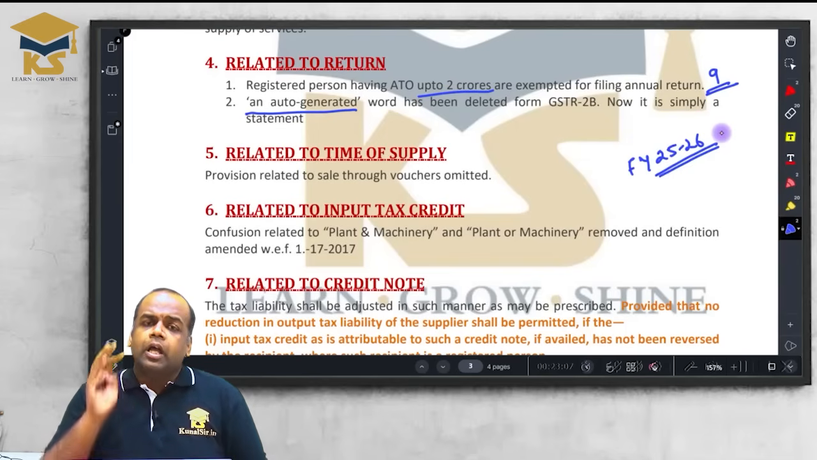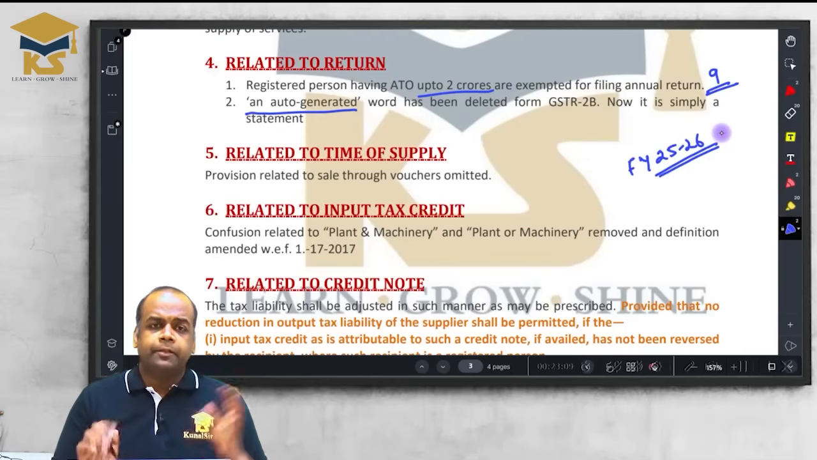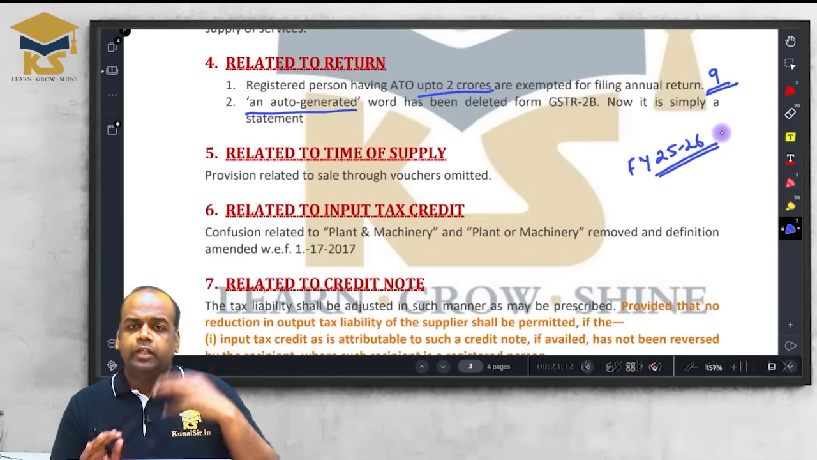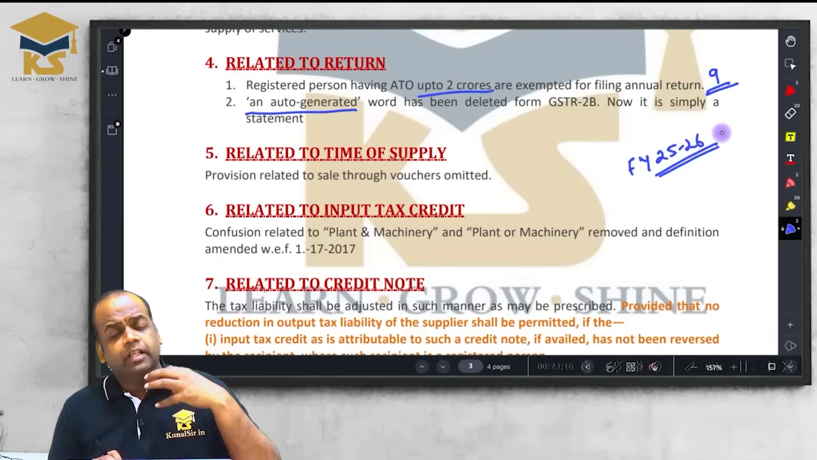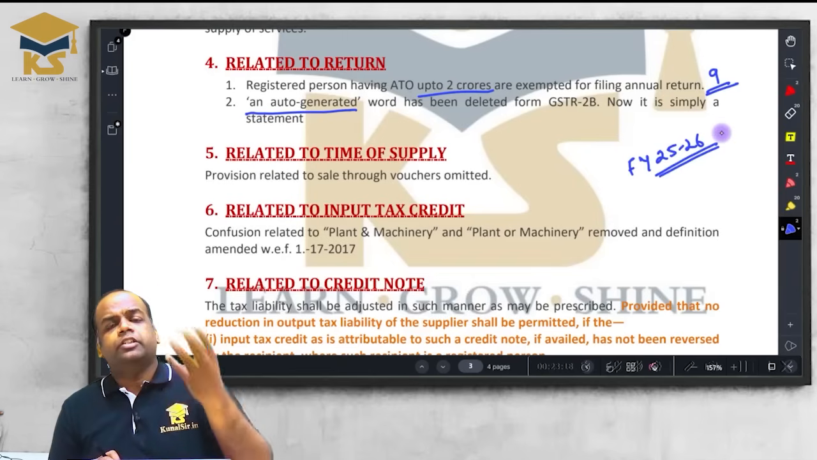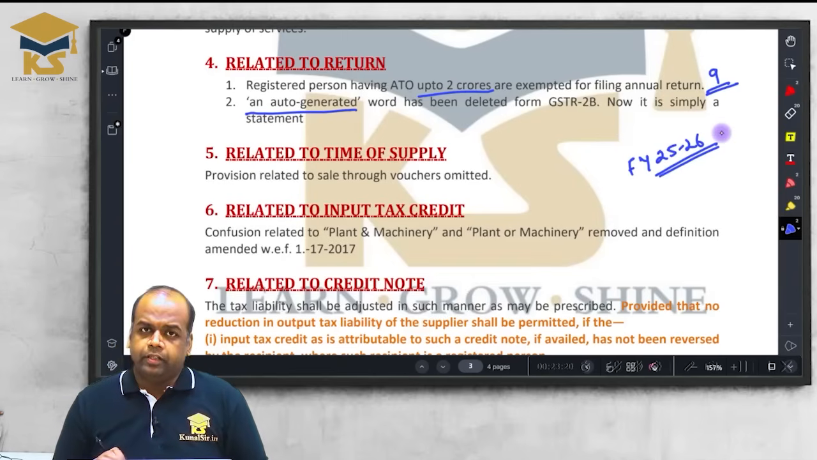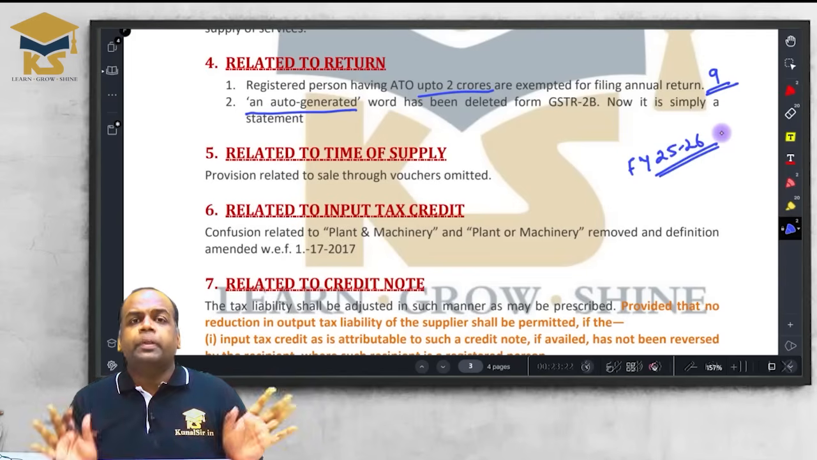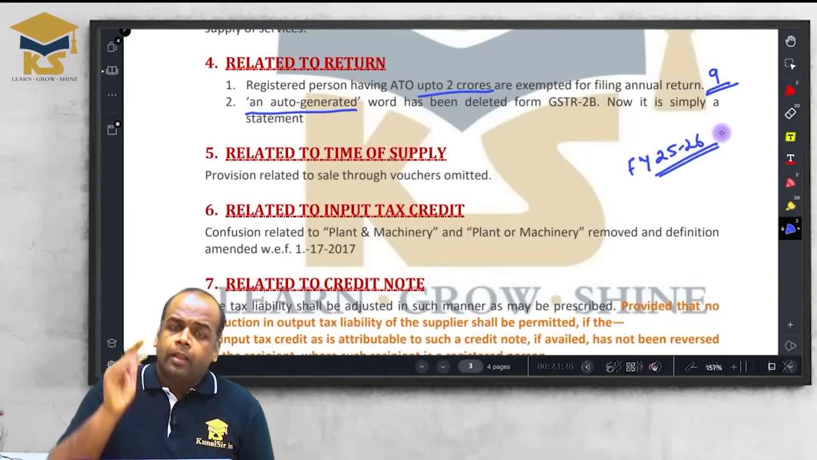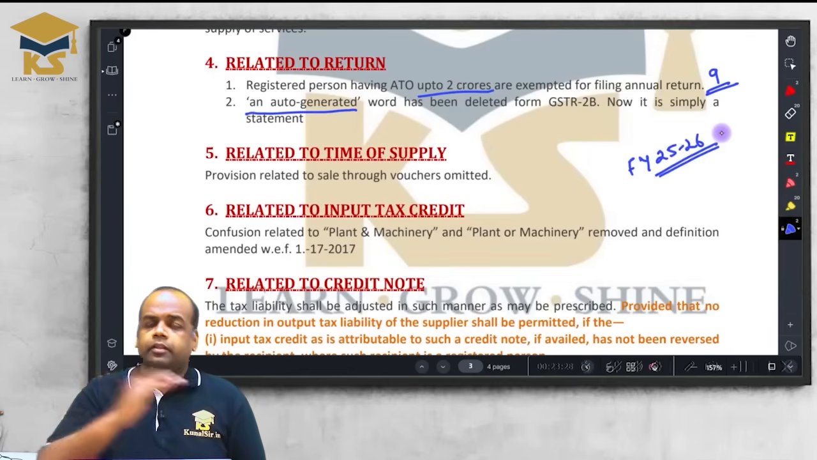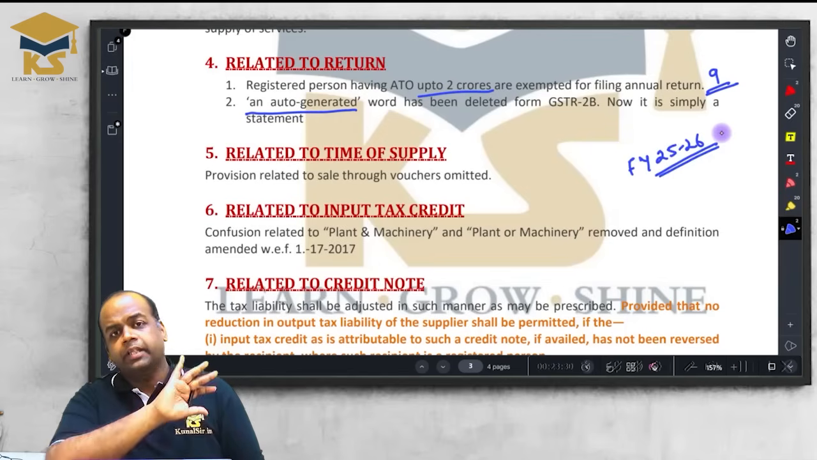This is the provision. Right now, what is happening? If I don't accept the entries available in IMS, it will be treated as deemed accepted and my GSTR 2B will be generated accordingly. Okay. So now it is no more automatic statement. I have to generate manually. So the auto-generated word has been removed.